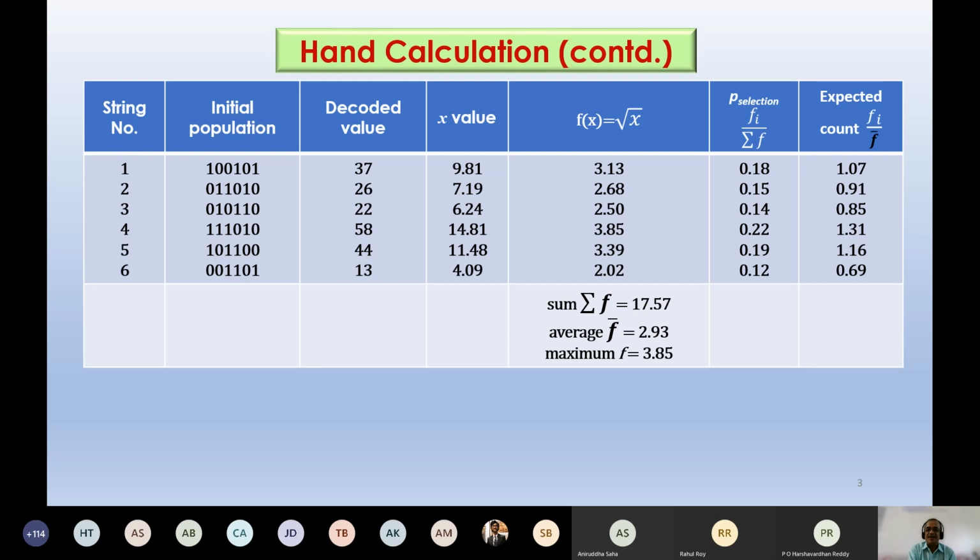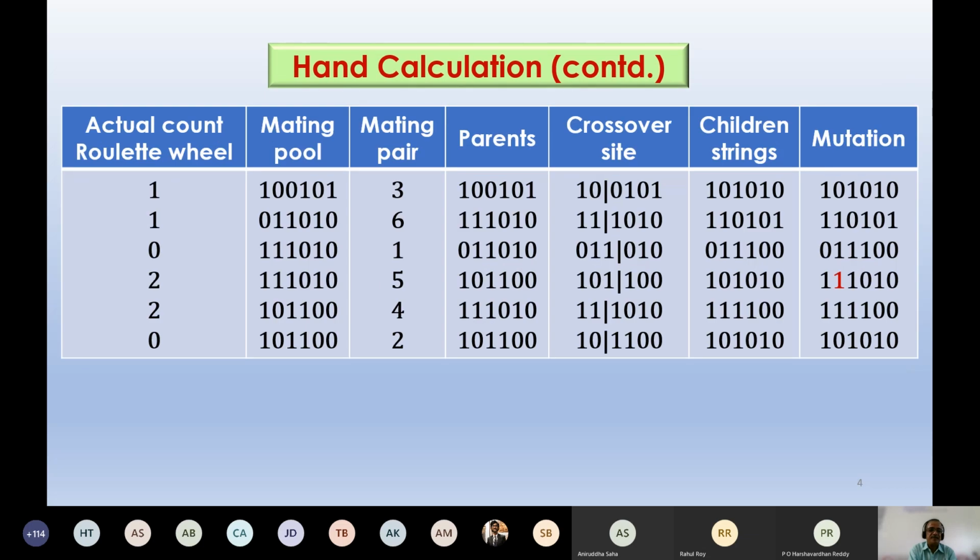Probability means it is a method of uncertainty modeling, one of the methods. Probability has got no guarantee. Are you getting my point? So this is the expected count, and this is your actual count. Please spend some time on this.